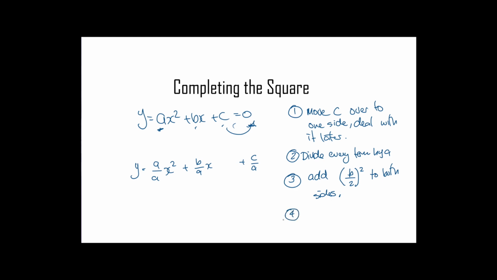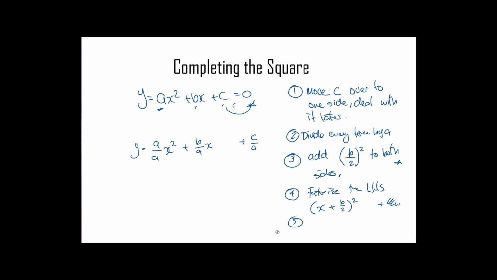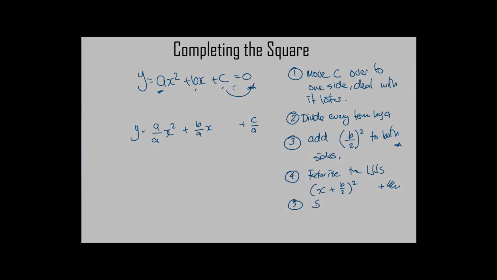The fourth thing we're going to do is factorize. But now it's going to be really easy to factorize the left-hand side, because it's always going to be in the form x plus b over 2, squared. And then we're going to have the other stuff that we created from this step here. We're going to deal with that later. And the fifth bit is that we're just going to solve.